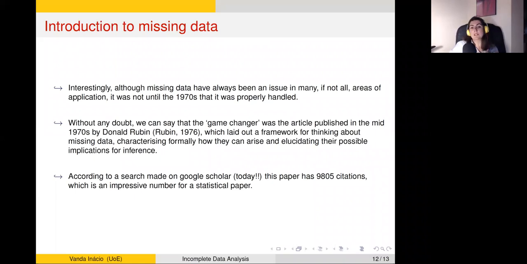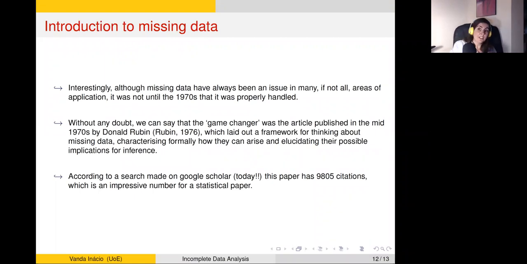And certainly, without any doubt, we can say that the game changer in this area was the article published by Donald Rubin in 1976, where he laid out a framework for thinking about missing data, characterizing formally how missing data can arise and elucidating possible implications of missing data for inferences. This is the seminal paper in the area, and according to a search that I made on Google Scholar today, this paper has almost 10,000 citations, and this is an impressive number for a statistical paper.